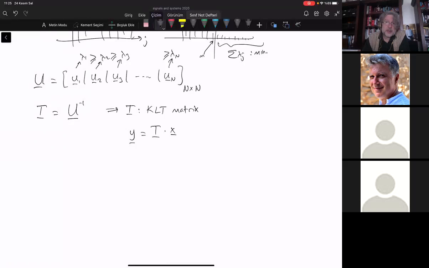And that non-universal behavior is unfortunately prohibiting us from using the Karhunen-Loeve transform, KLT, for example, for compression in JPEG. In JPEG, we don't use KLT, we use DCT, because DCT is known, it's there. KLT depends on your signal. So KLT is a signal-dependent transformation.